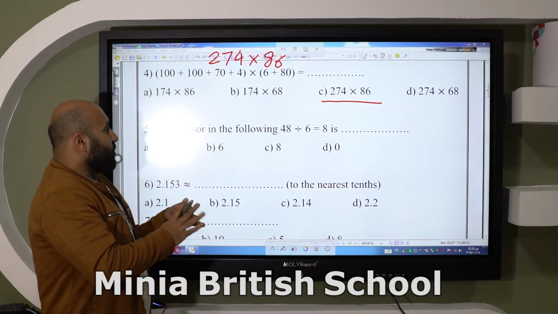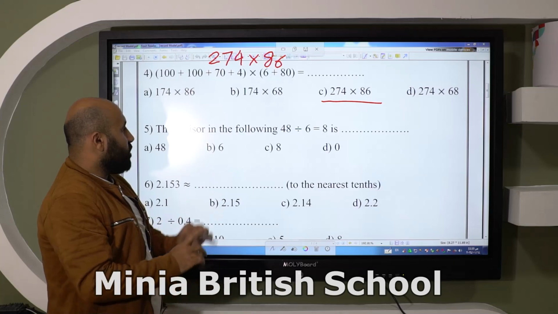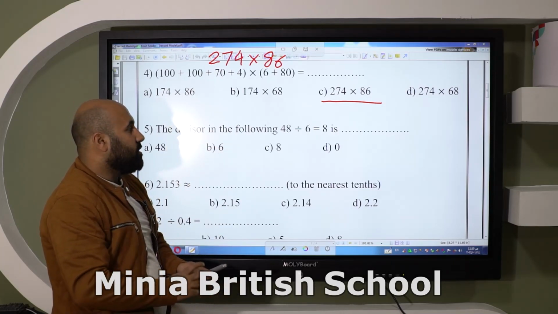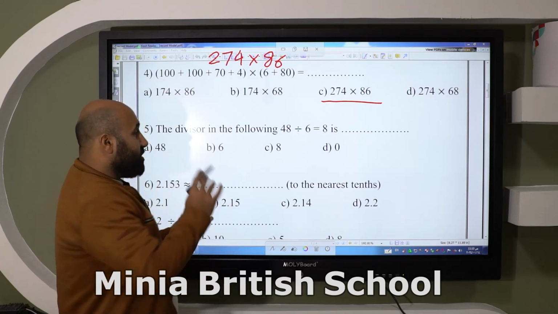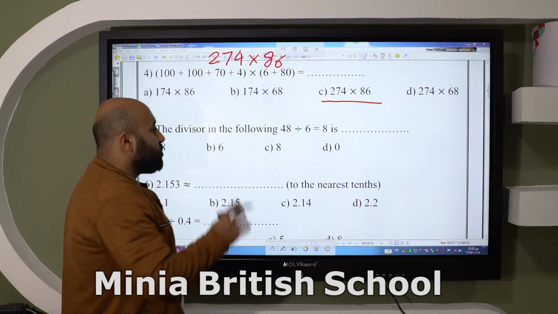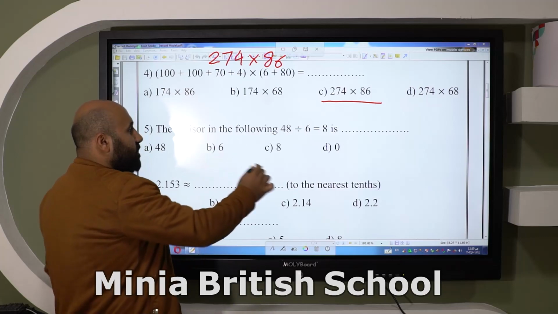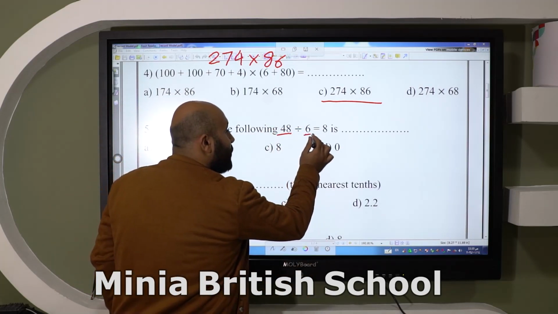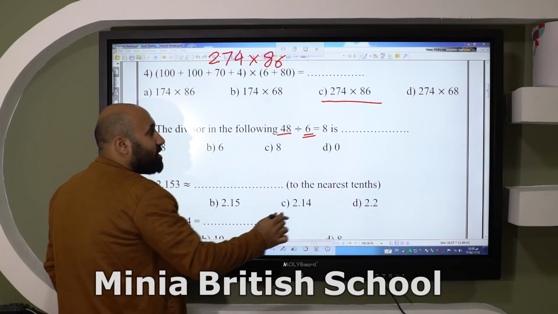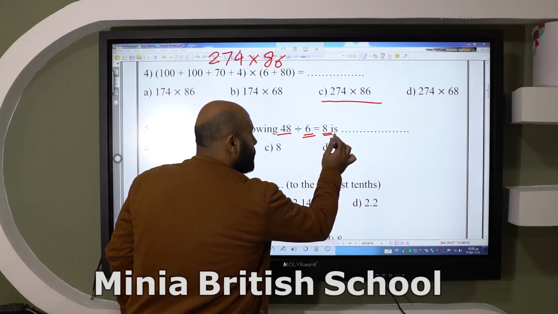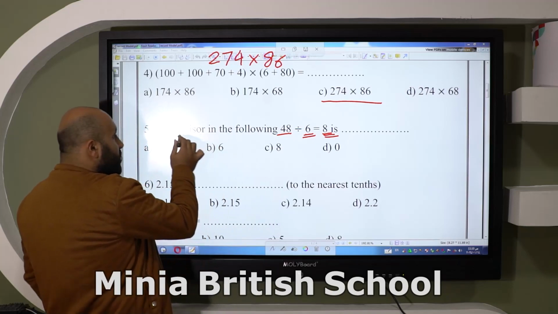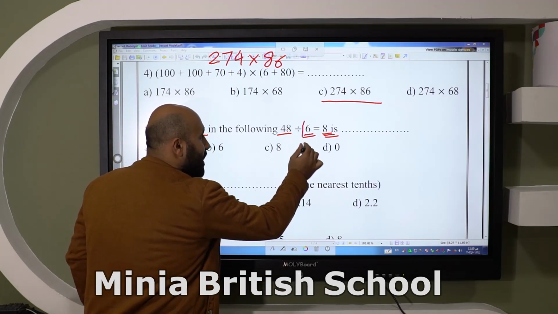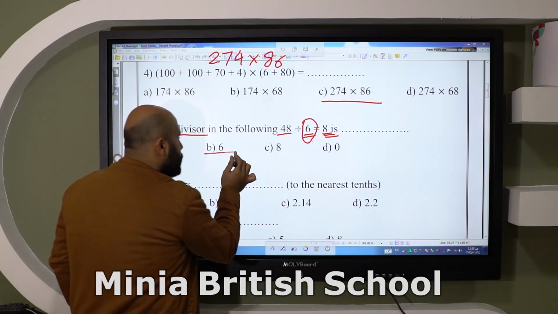The divisor in the following equation, 84 divided by 6 equal 8. A division equation consists of a lot of parts. The first part is dividend, the second part is divisor, and the last part is the quotient. He wants the divisor in this question, so I will go with 6 as the divisor, so I will choose 6.